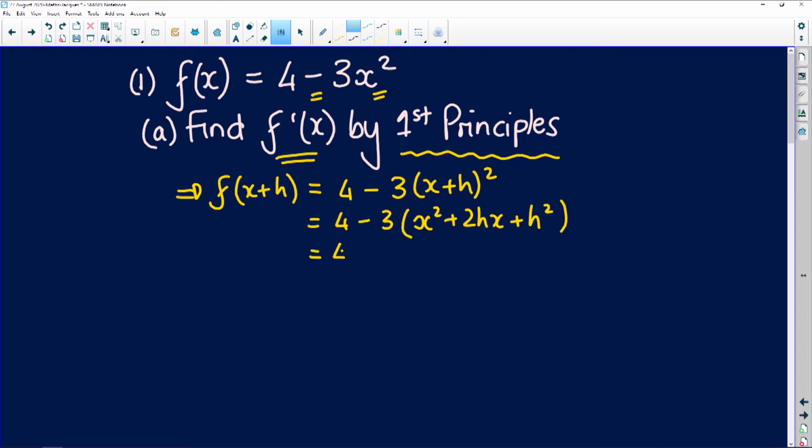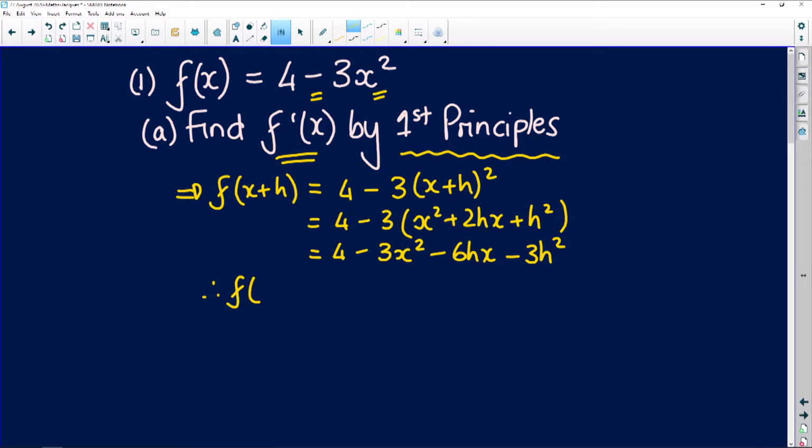Okay, so now we can move the 3 in. So minus 3x squared, minus 6hx, minus 3h squared. That is f of x plus h. So we are now going to, now remember, first principles, it's a gradient. It's the change in the y values divided by the change in the x values. So the further y value was f of x plus h, I subtract f of x from it, and I divide the result by h.